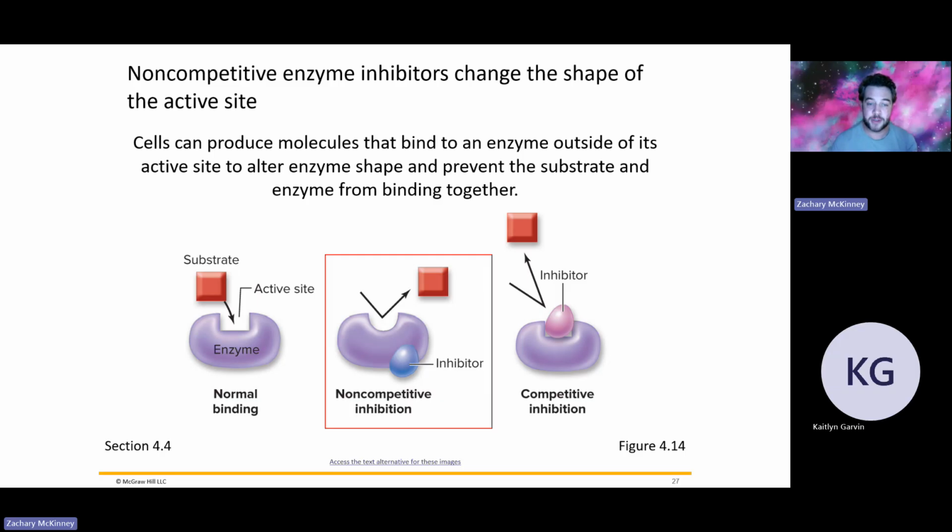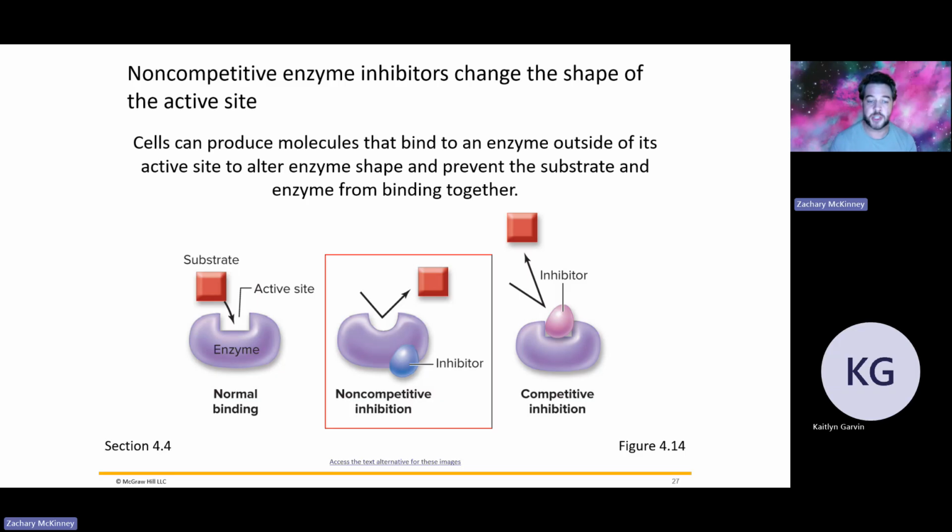And well, what do you know? That no longer fits the substrate. So the enzyme is inactive. As long as the inhibitor is not being broken down, it doesn't matter how much substrate your body is producing, doesn't matter how much of a molecule your body is producing, your body is not going to be able to break it down.